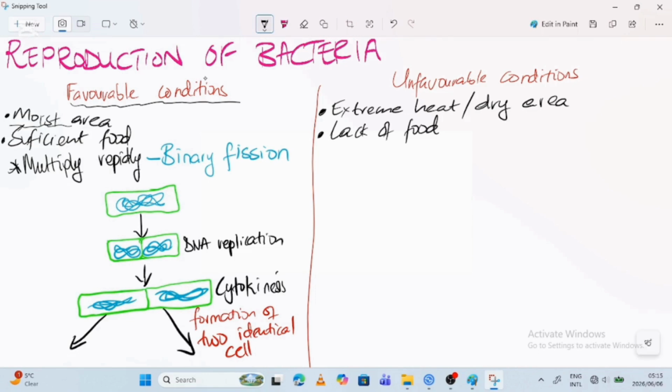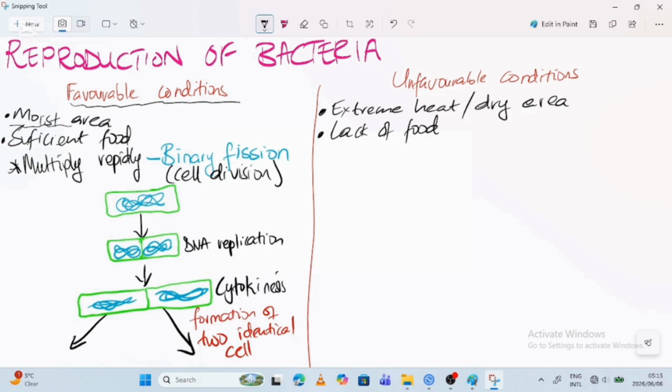So this is the process of binary fission, right? In simple form, this refers to what? Cell division, right? So that's how bacteria reproduce. They reproduce by binary fission.